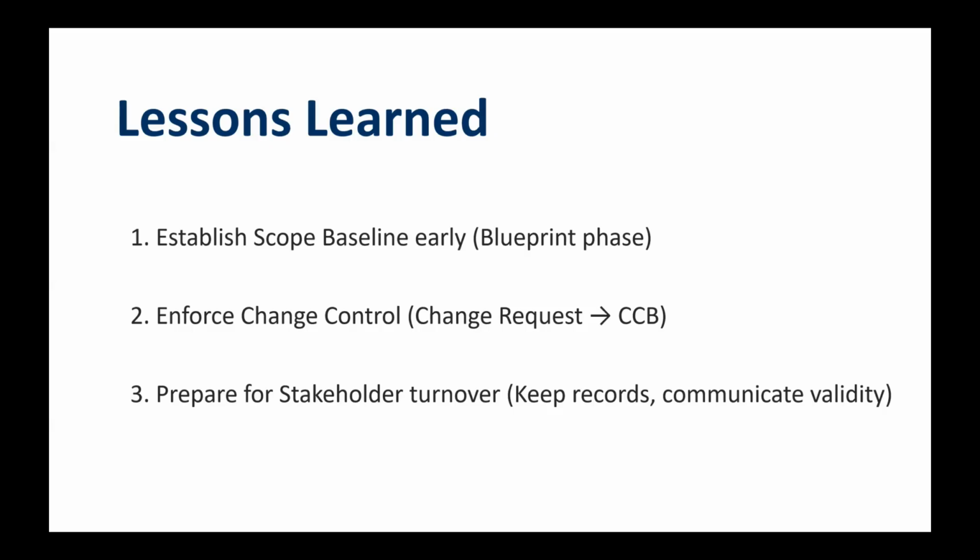According to PMBOK, here are the key lessons. First, establish the scope baseline early. During the blueprint phase, define what is included and excluded and break it down into deliverables via the WBS. Second, follow the change control process. New requirements must be submitted as change requests with the impact on schedule, cost, and risk analyzed. Approval must be obtained from the change control board. In SAP projects, this role is often played by the steering committee or PMO.